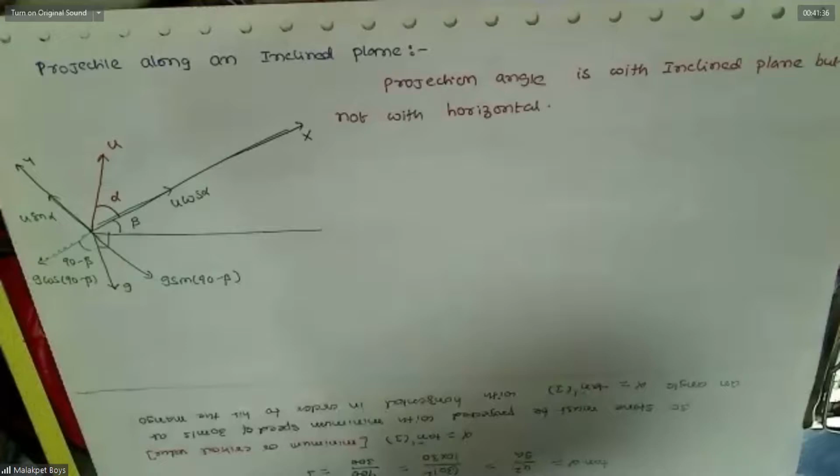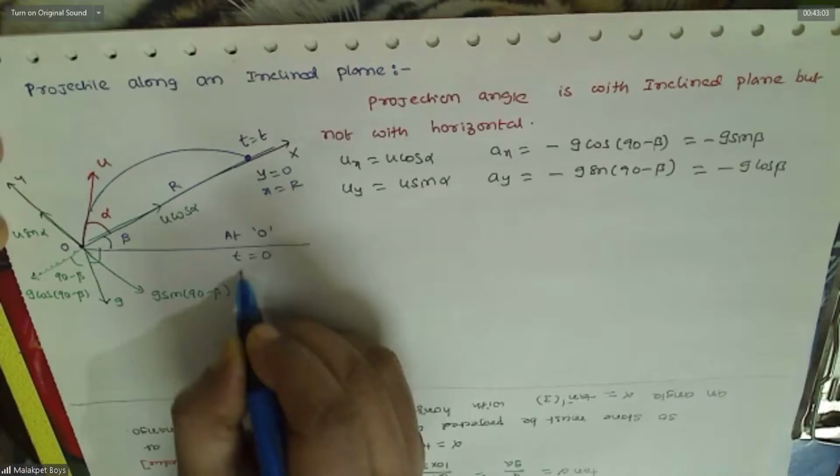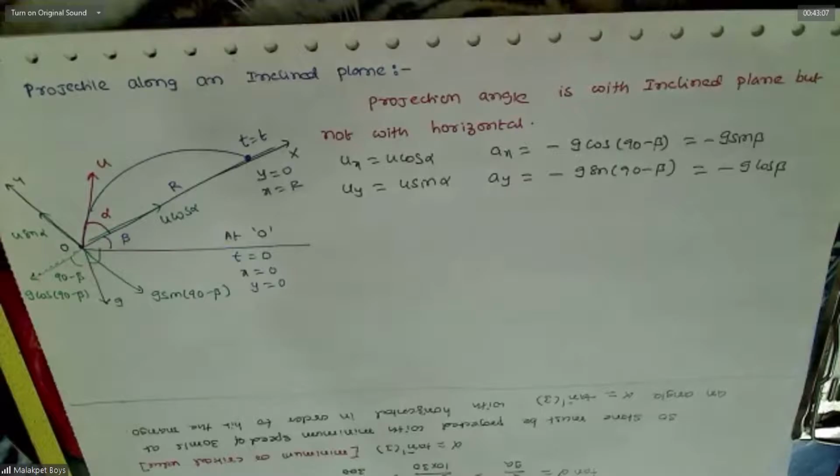Now you can see that this particle follows a path and strikes the plane somewhere. Here, which coordinate will be 0? This is at t equals to t. Which coordinate will be 0? Y coordinate will be 0. Suppose this is R, if you take x is R, this is the point of projection. So you can see at O, point of projection, t is 0, x is 0, y is 0. Understood till here? Any doubt?